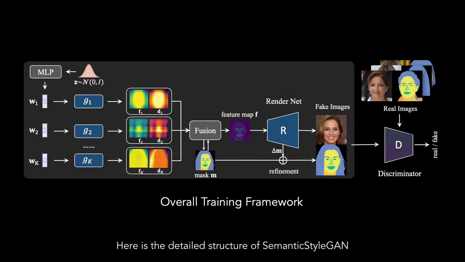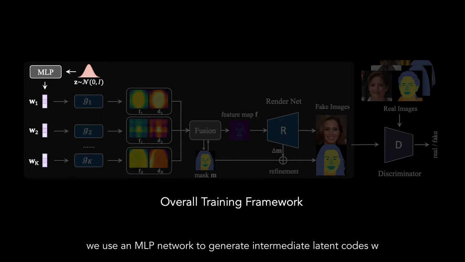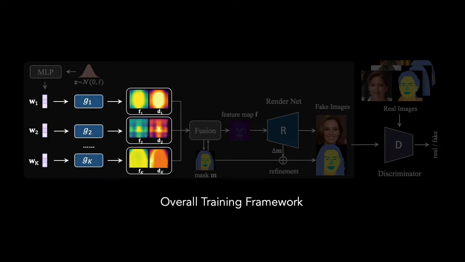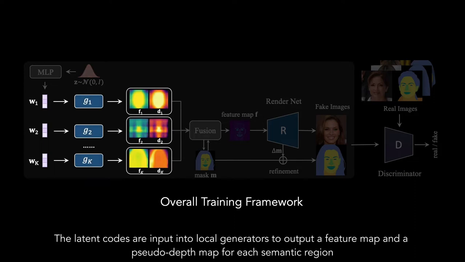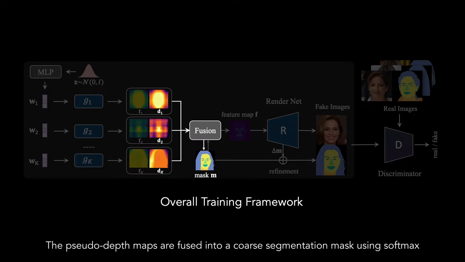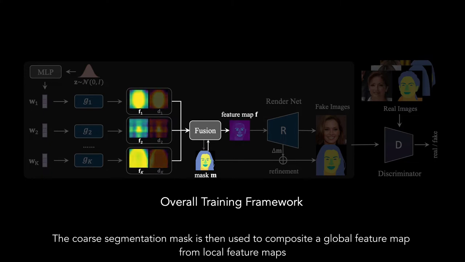Here is the detailed structure of SemanticStyleGAN. Like StyleGAN, we use an MLP network to generate intermediate latent codes W. The latent codes are input into local generators to output a feature map and a pseudo-depth map for each semantic region. The pseudo-depth maps are fused into a coarse segmentation mask using softmax. The coarse segmentation mask is then used to composite a global feature map from local feature maps.